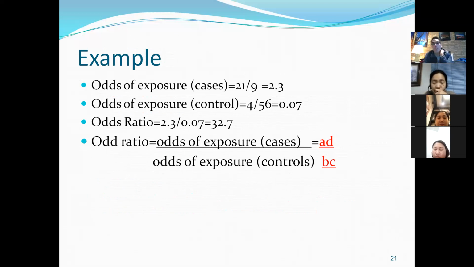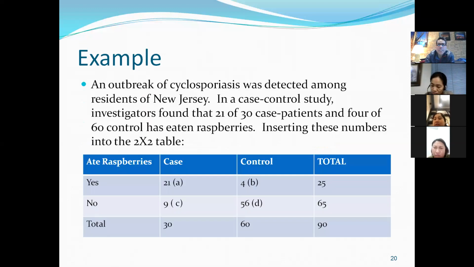And therefore, our conclusion would be the odds of developing disease when the population is exposed to the raspberries is 32.7 times more probable, of developing the disease called cyclosporiasis.